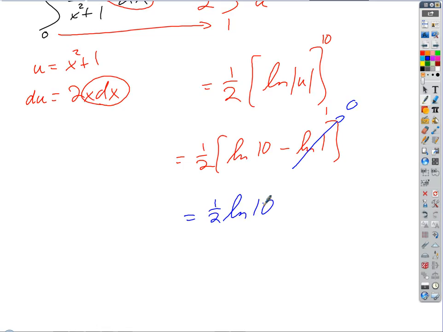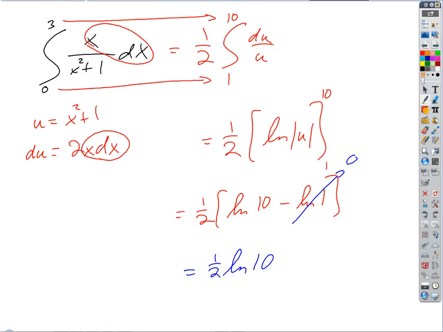Why didn't you have to substitute x squared plus 1 back in? Because we're doing a definite integral, and so all we do is change the limits of integration. I'm looking for a number this time.